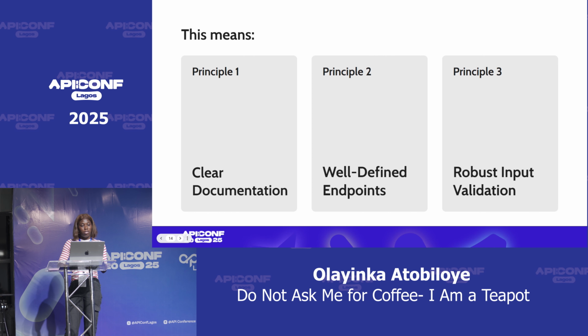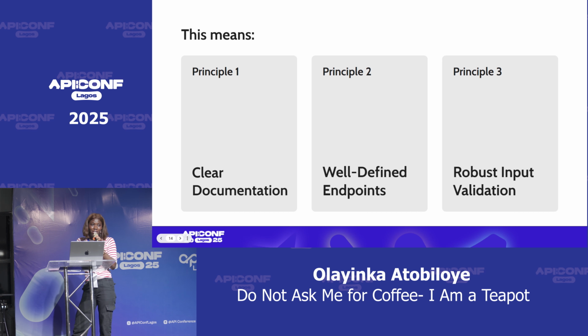And you also want very well defined endpoints. So you want each endpoint to have a very clear purpose. And you want robust validation. So you want to tell the user exactly why their input is wrong.